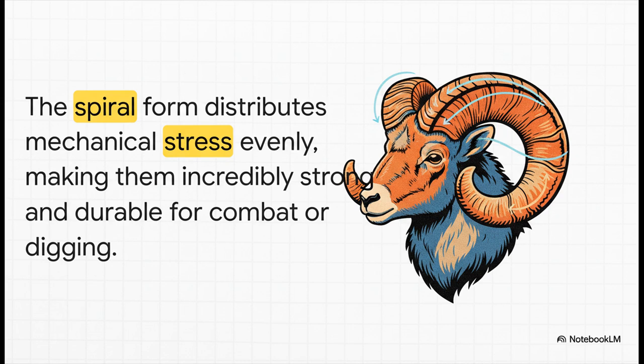And it's not just shells. You see it in horns and claws all the time. Think about bighorn sheep, or even some reptiles. They grow in that same spiral shape. And again, this isn't for looks. That spiral is a feat of engineering. It spreads out any impact or stress evenly, which makes those horns and claws unbelievably strong and tough, whether they're used for fighting or for digging.